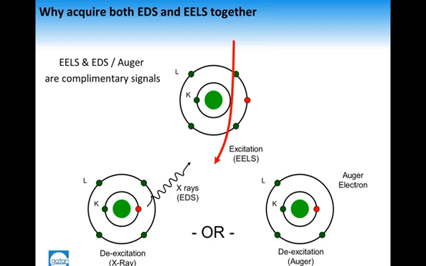EDS and Auger spectroscopy are complementary, as well as EELS. But you can understand that EELS probes the primary event, whereas EDS and Auger probe secondary events. In general, X-ray is more favorable for heavy elements, whereas Auger spectroscopy is more favorable for light elements.